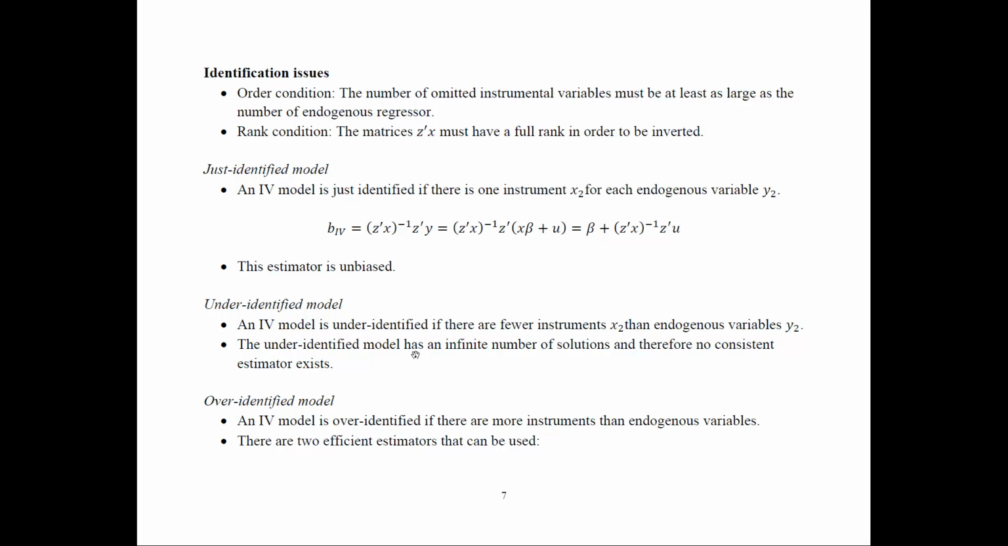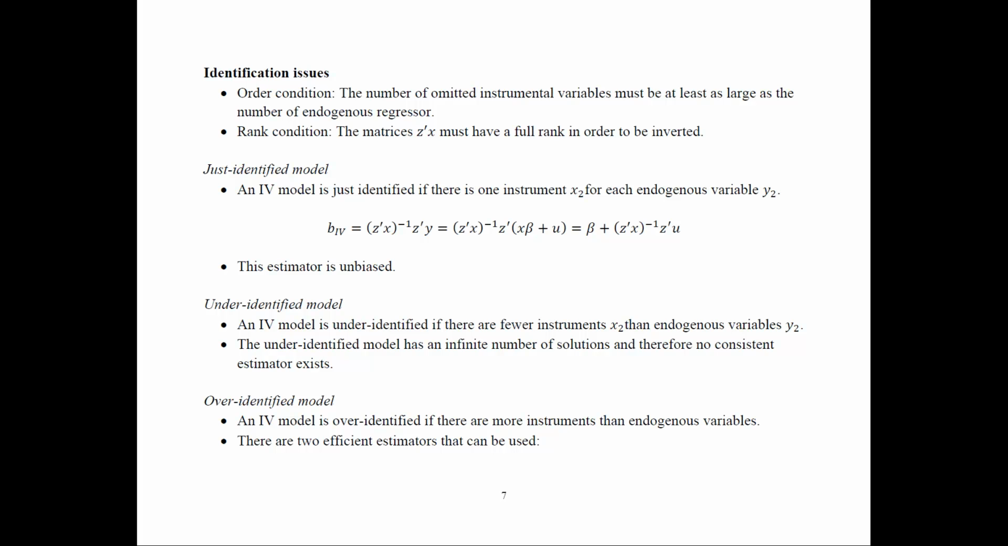The under-identified model is an IV model where we have fewer instruments x2 than endogenous variables y2. The under-identified model would have an infinite number of solutions, and therefore no consistent estimators exist. So basically, if you can't find as many instruments as you have endogenous variables, you basically can't estimate these models.